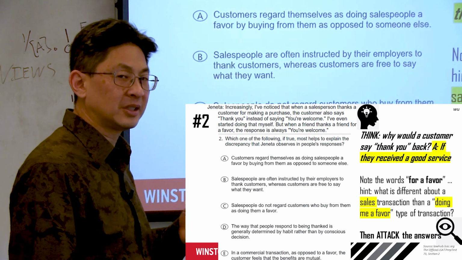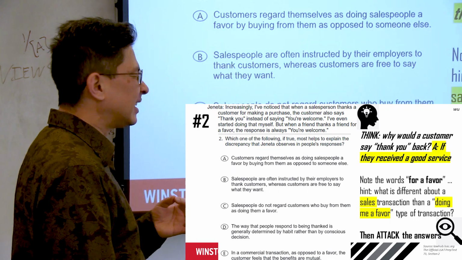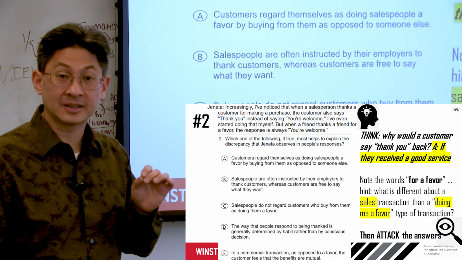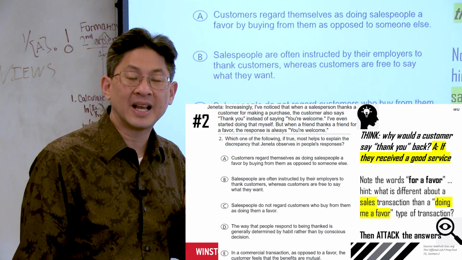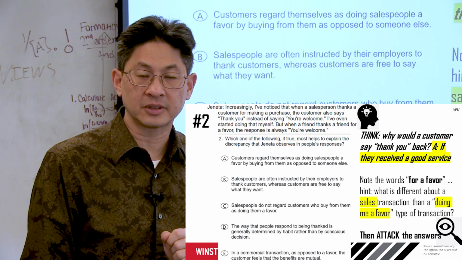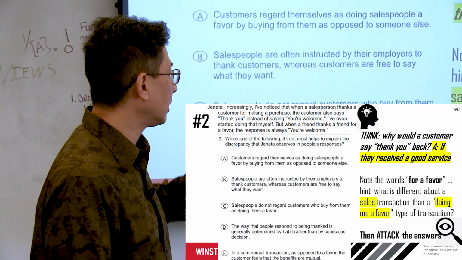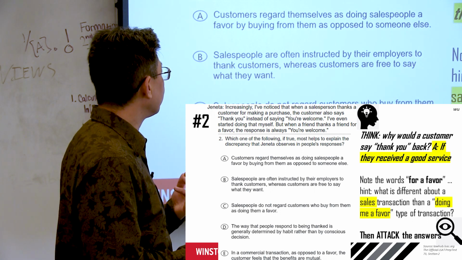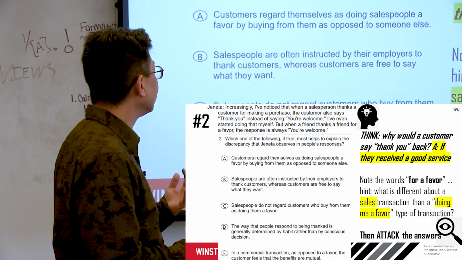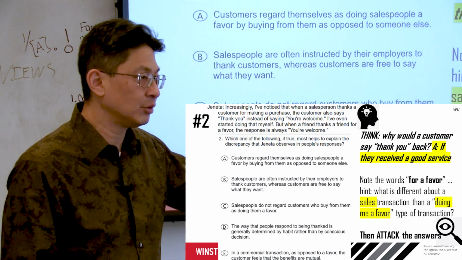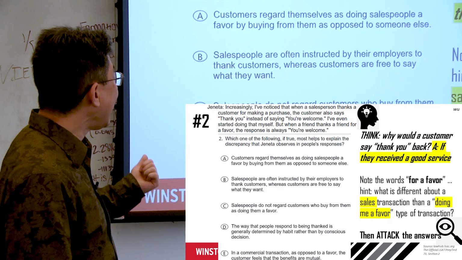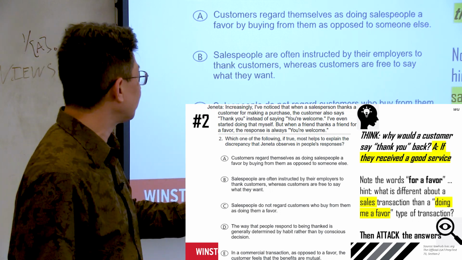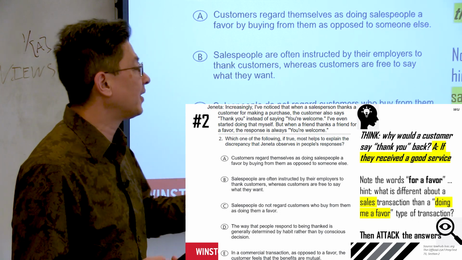Now that's a very interesting answer choice because it actually sounds right. But let me tell you that it is not. Answer choice A is one of those classic opposite answer choices. It's actually the opposite of what we're looking for. We are looking for the perspective of when customers say thank you to a salesperson. But A is looking at customers regarding themselves as doing the salesperson a favor by buying from them.